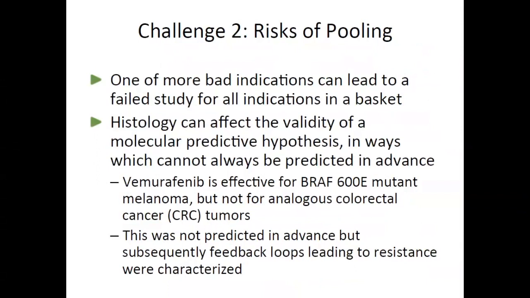So the risks of pooling are substantial. One or more bad indications, as I pointed out, can lead to a failed study for all indications in the basket. And histology can affect this by diluting the effect from the active indications. Histology can affect the validity of a molecular predictive hypothesis, and this can't always be predicted in advance. So then, again, vemurafenib is a classic example, which was effective for BRAF V600E mutants in melanoma, but not for analogous colorectal cancer tumors. And this was not predicted in advance by science. It was only when this was observed clinically that the scientists went back to explain this in retrospect. And there's a feedback loop which allows the colorectal cancer cells to just go around vemurafenib, not present in melanoma.